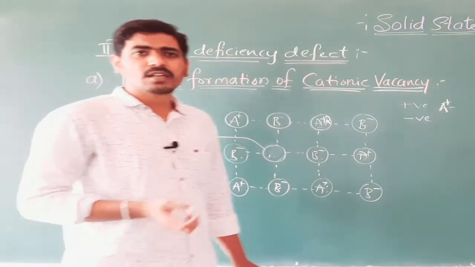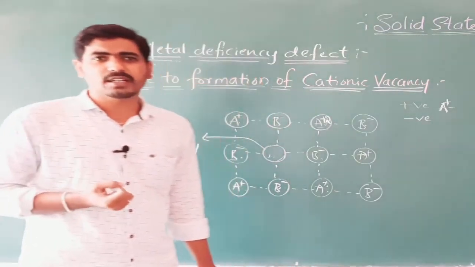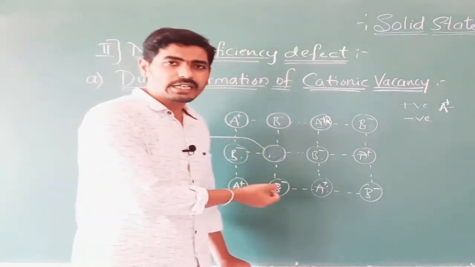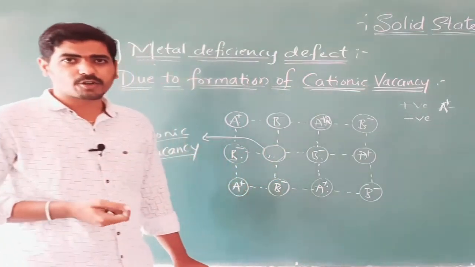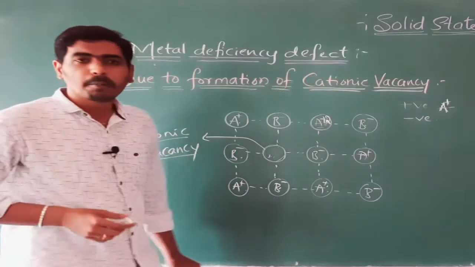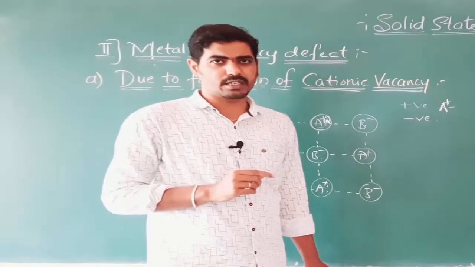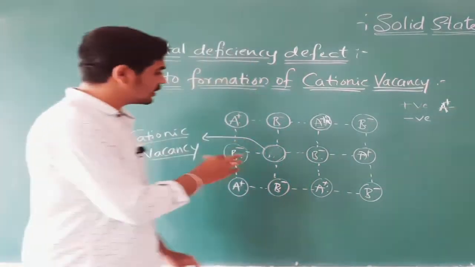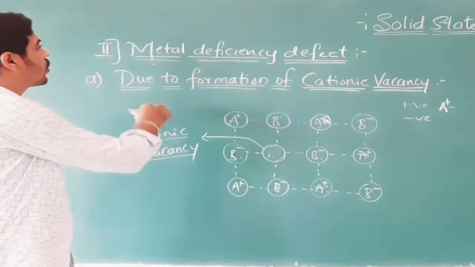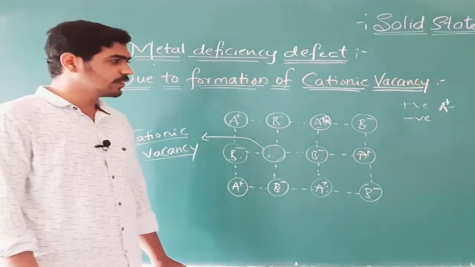Deficiency means, deficiency ಅಂದ್ರೆ ಕಡಿಮೆ ಅಂತ ಹೇಳಿದಂಗ. ಏನು ಕಡಿಮೆ ಇರ್ತಾವಿಲ್ಲಿ? ಮೆಟಲ್ ಅಯಾನ್ಸ್ ಕಡಿಮೆ ಇರ್ತಾವು. ಹಾಗಾಗಿ ನಾವು ಏನಂತ ಹೇಳ್ತೀವಿ, ಮೆಟಲ್ ಡೆಫಿಷಿಯನ್ಸಿ ಡಿಫೆಕ್ಟ್ ಅಂತ ಹೇಳ್ತೀವಿ. Okay, so this is one of the reasons to cause metal deficiency defect.